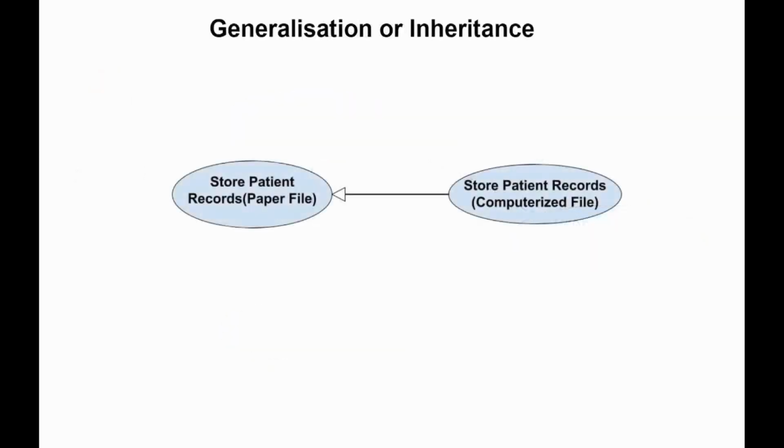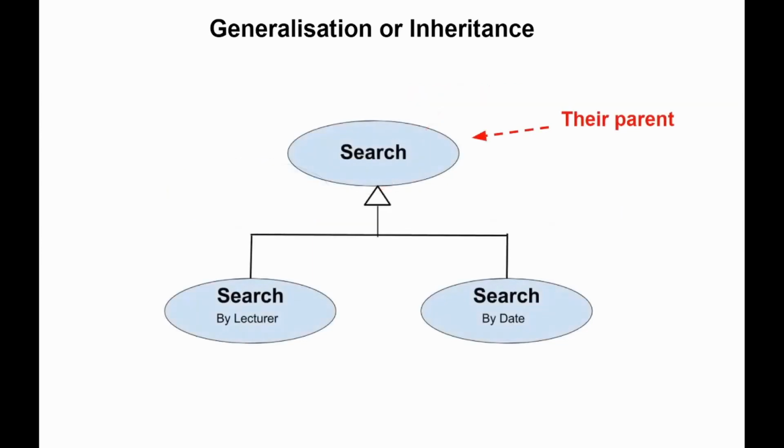Generalization or inheritance. This is a parent-child relationship between use cases where the child use case is an extension of its parent use case. Generalization is depicted by a solid line with a triangular arrowhead pointing at the parent use case. In this type of relationship, the child use case inherits the behavior and semantic component from the parent use case. A child use case may add or override the behavior of its parent. In this example, the parent use case search has two children, search by lecturer and search by date.